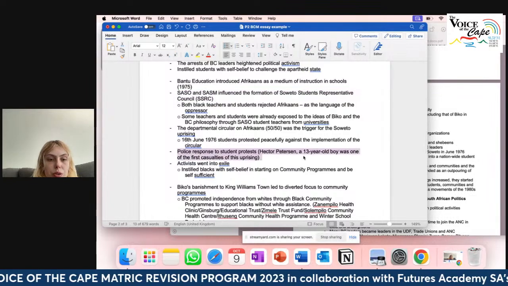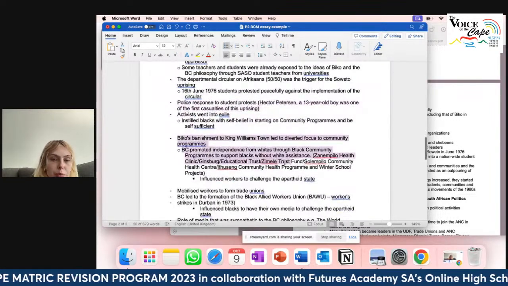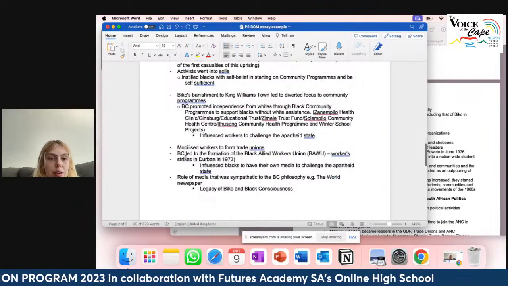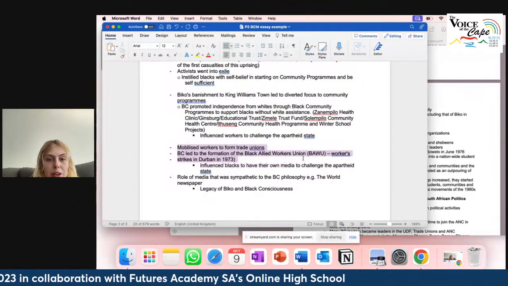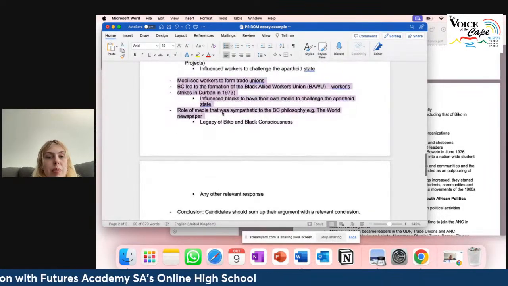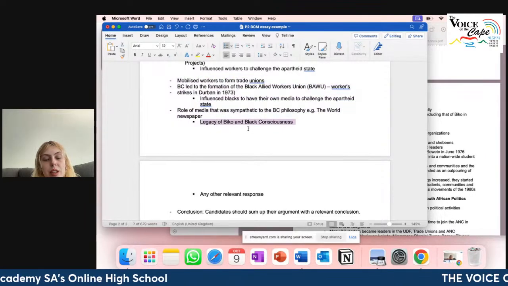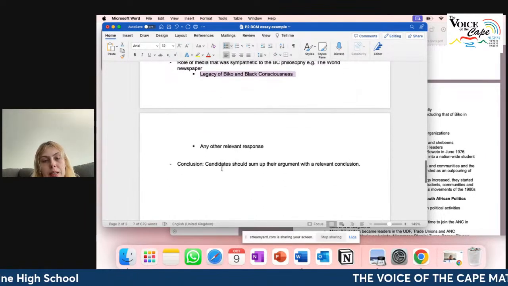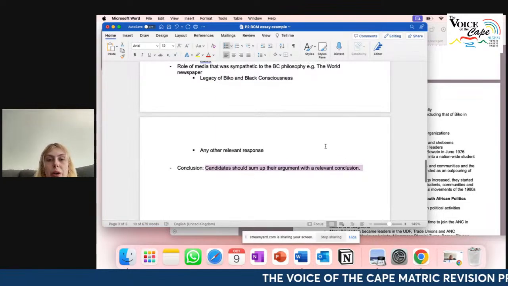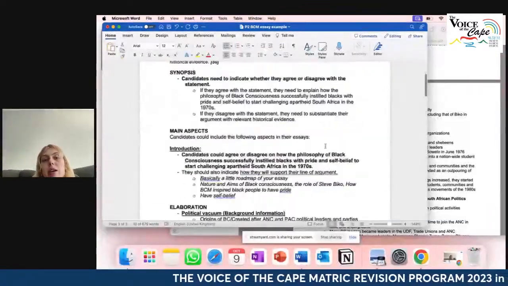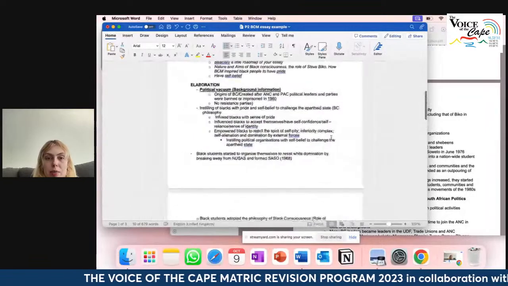Police response to the student protests, because of banishment. They mobilized workers to form trade unions. The role of the media, and you can finish off with the legacy of Biko and the Black consciousness movement, and then you tie up your argument, summarizing very briefly what you said and giving a closing statement.